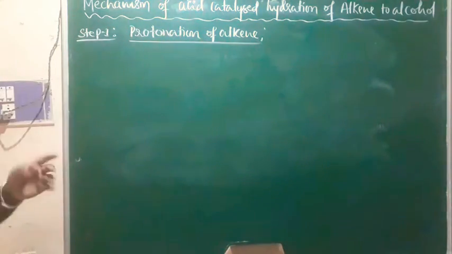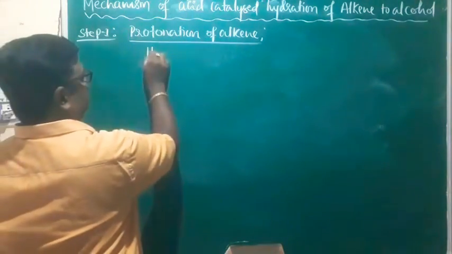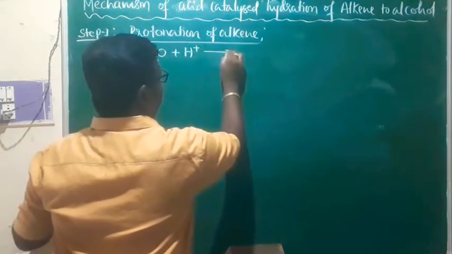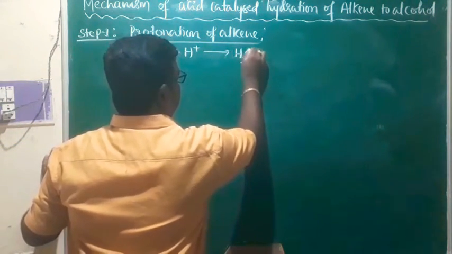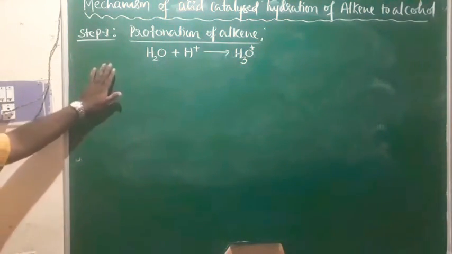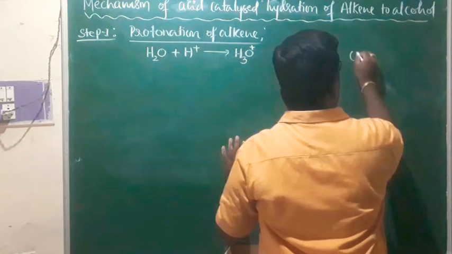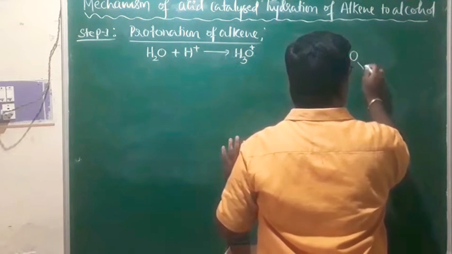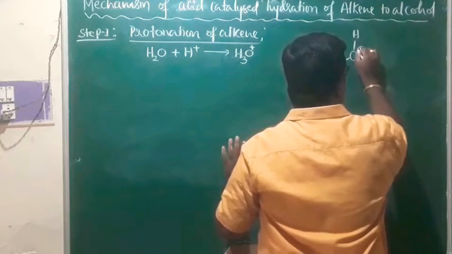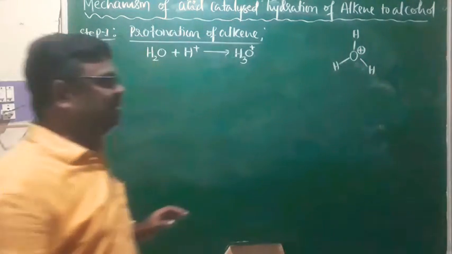As far as water is concerned, this is water in acid medium. It will be in the form of H3O plus, and it is the hydronium ion. Hydronium ion will be like this, and this is the positive charge. Yes, this is the hydronium ion.